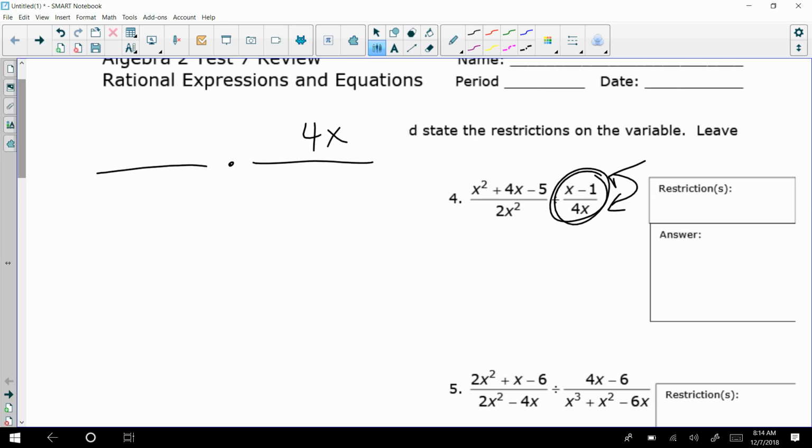So 4x goes on top, x minus 1 goes at the bottom, and it's in parentheses. So then we have 2x squared at the bottom. And the top one of the first is simple ABC.